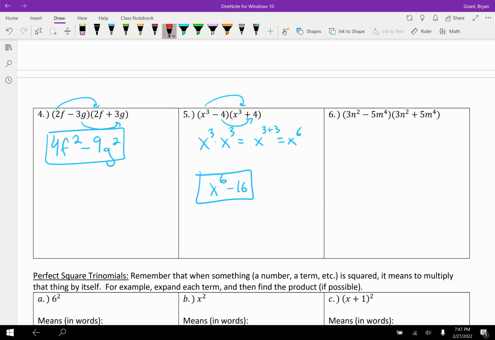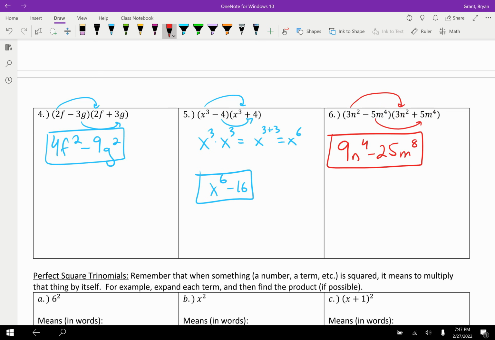Okay, and our last set, 3n squared times 3n squared: 3 times 3 is 9, n squared times n squared is n to the 4th. Negative 5 times positive 5 is negative 25. M to the 4th times m to the 4th is m to the 8th.